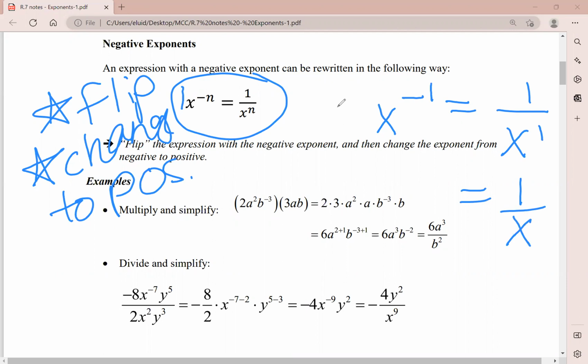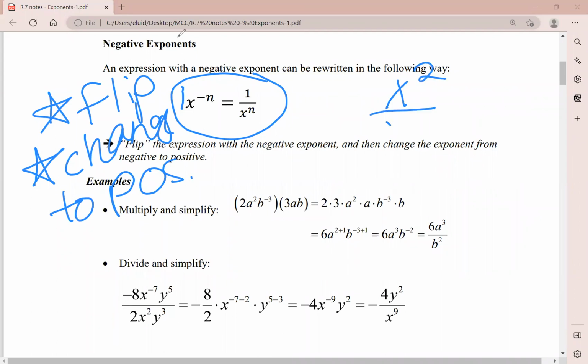And just to bring it back to where this example came from, let me erase this again. Remember, we got that answer when we did x squared over x to the third. Think about what happens when you write this out. X squared is x times x, and then x to the third, x times x times x in the denominator. And then think about canceling out common factors, right? Canceling out factors that are the same.